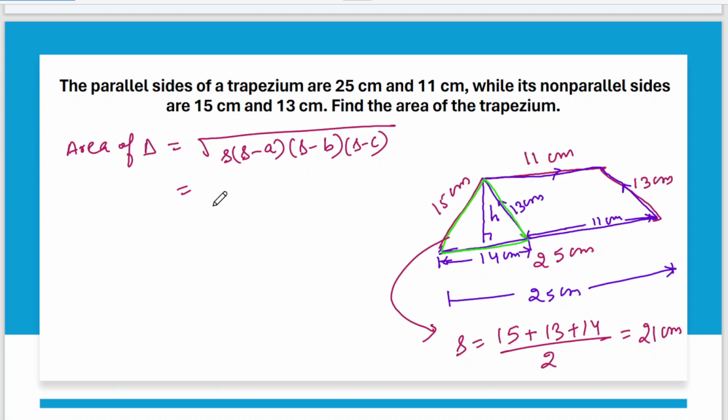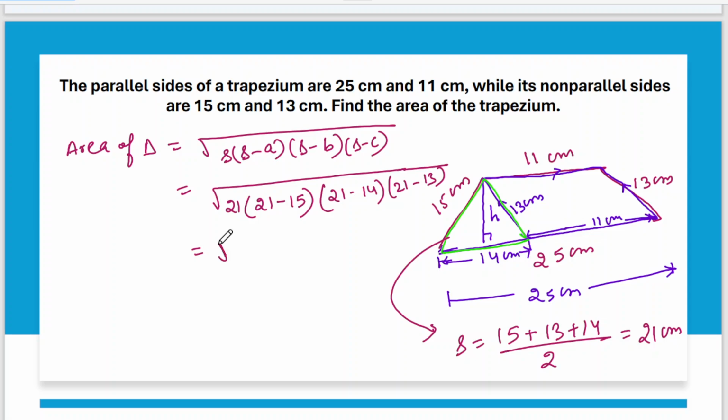Now we got the semi-perimeter, we will use it here. Okay. So it is 21 minus 15. Okay, subtracting the sides of the triangle. 21 minus 14, and then 21 minus 13. So it is 21 into 6 into 7 into 8. So finally after calculation you will get this as 84 centimeter square. Now we have got the area of this triangle.